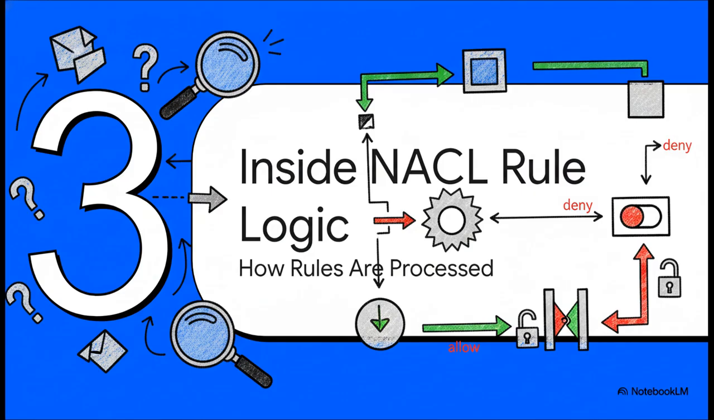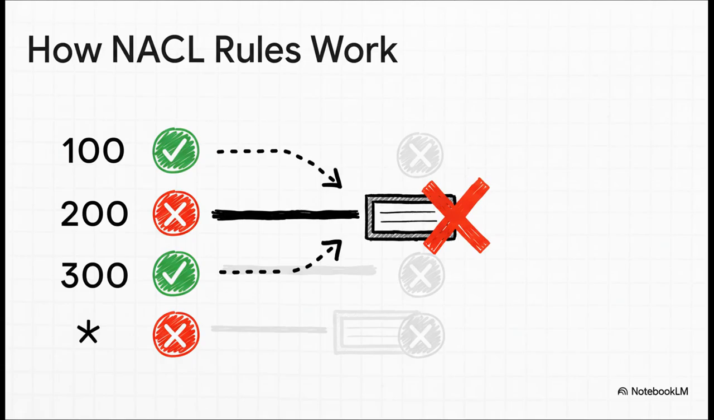Now that we get the why, let's dig a little deeper into how these NACL rules actually work. Getting the logic down is another must-know for test day. So here's how it works. AWS reads your NACL rules in order, based on the rule number, starting from the lowest number and going up. The second a packet matches a rule, that rule gets applied, and that's it. The evaluation stops, dead in its tracks. And you have to remember, at the very, very end of your list, there's a hidden rule, that little asterisk, and it's an invisible deny all for any traffic that didn't match one of the rules you wrote.